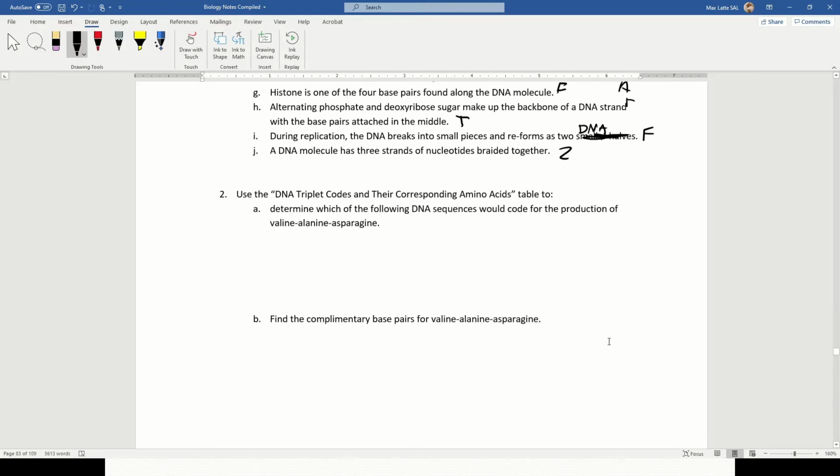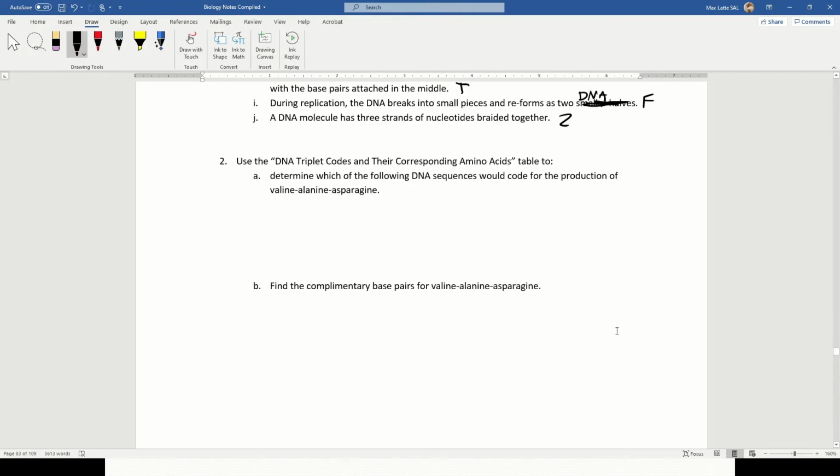Okay. Use the DNA triplet code with their corresponding amino acids. So I'm going to look it up here. So first one is valine. So just use the first one if they don't give it to you. GTT. Alanine. GCT. And the asparagine one, AAT.